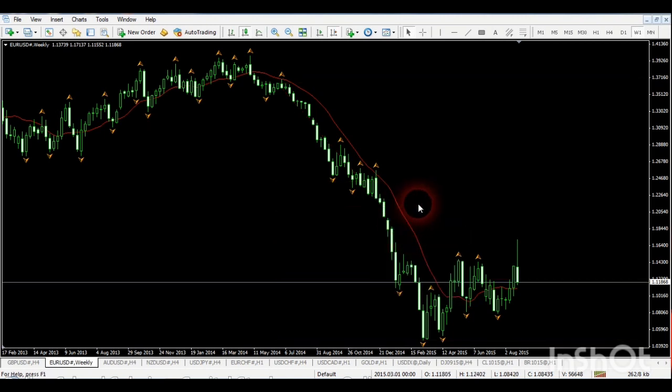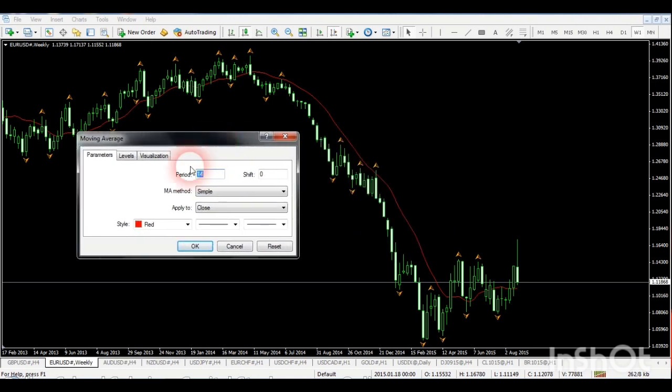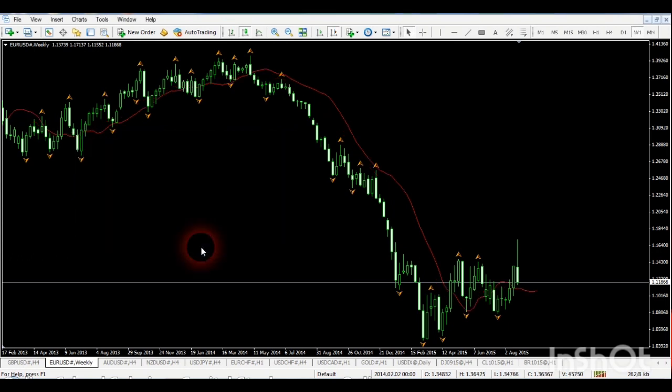So I erase my Fibonacci. This indicator, you can change its numbers. You can change its time period. I can change the 14 days to 9. I don't remember the numbers of moving average right now, but I will check it. Okay.